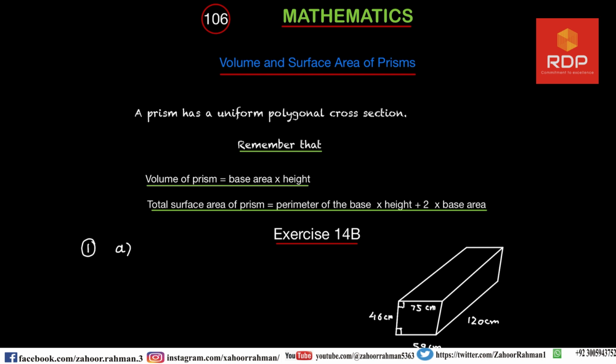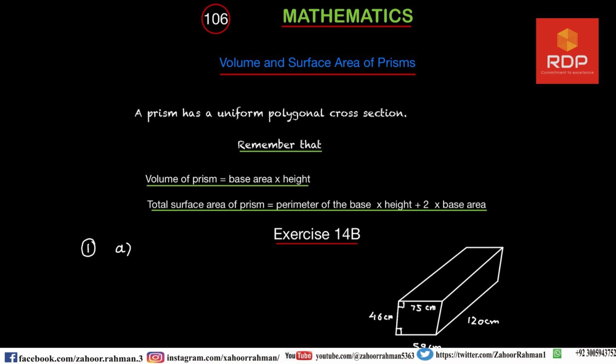This is lecture number 106 of mathematics, and today we are going to start a new topic with the name volume and surface area of prisms. Now, one characteristic of the prism is that a prism has a uniform polygonal cross section.